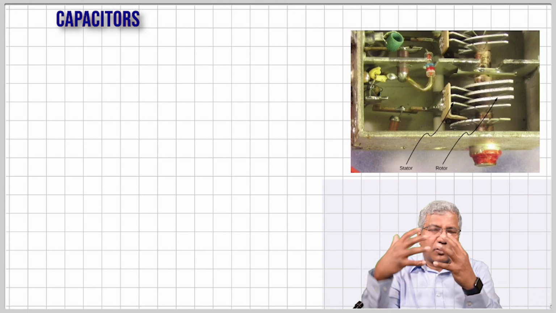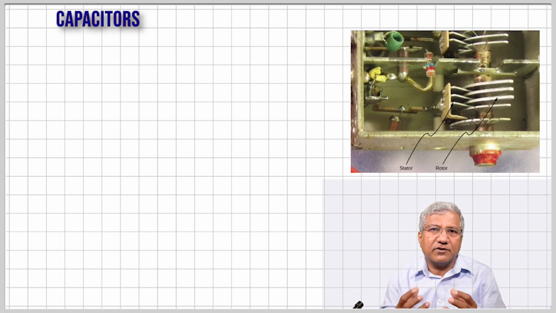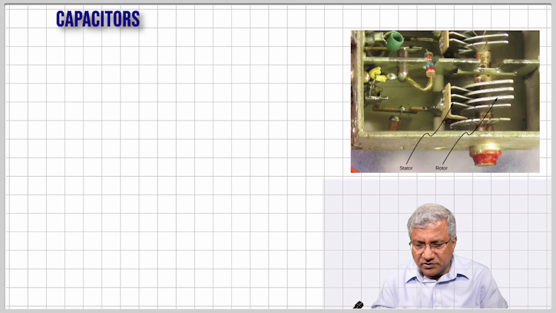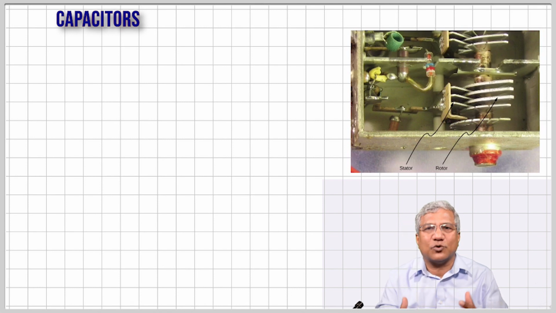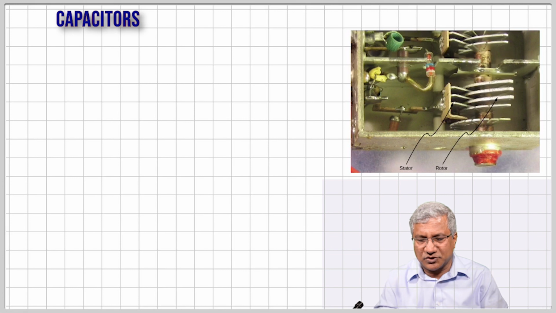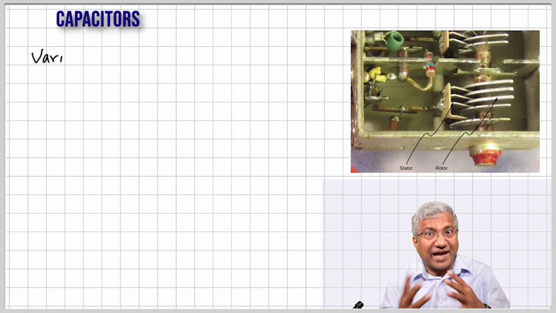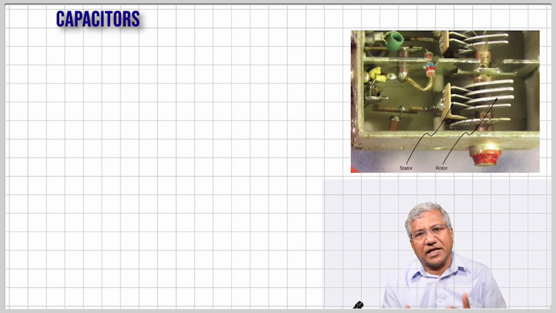Okay, so that's how, when you change the capacitance, later on we will see that the frequency received by the radio changes. So this is a very important application. That's where you see the stator, which is fixed, and the rotor that moves. It's called a gang condenser, because there's a lot of plates. Okay, it's a variable air capacitor.